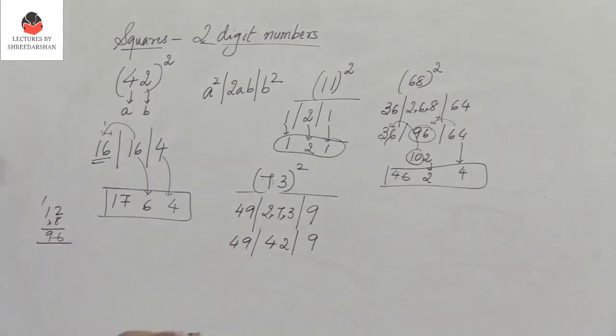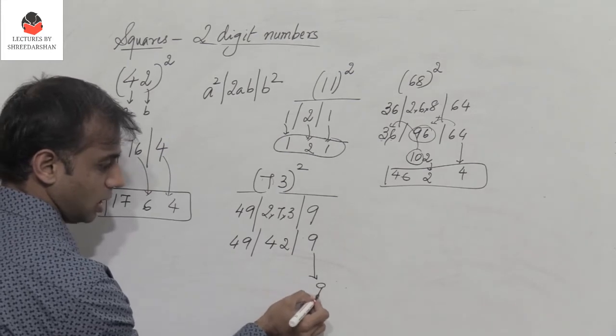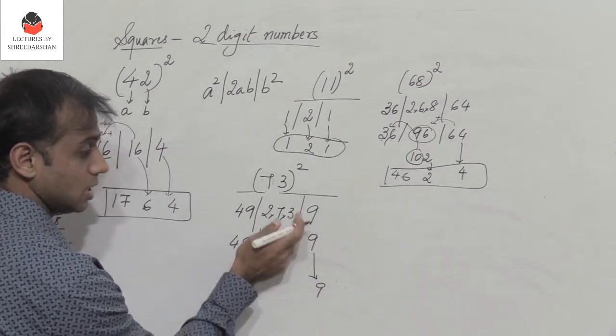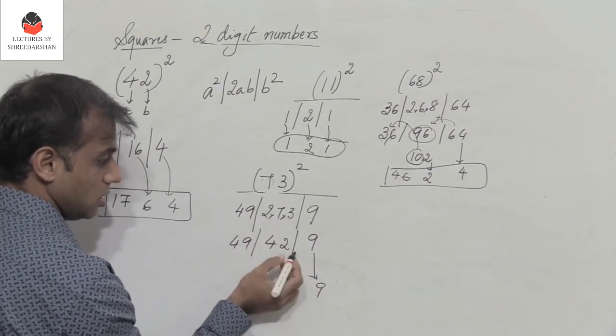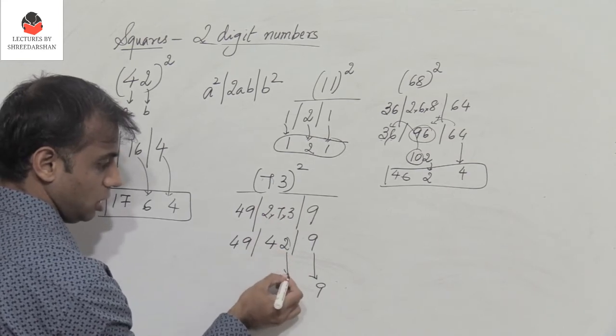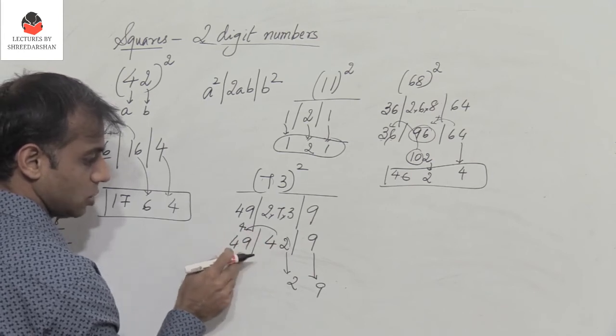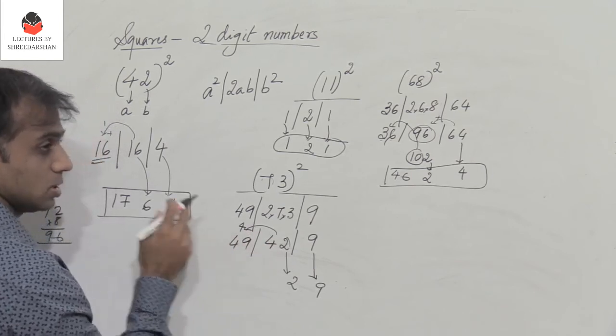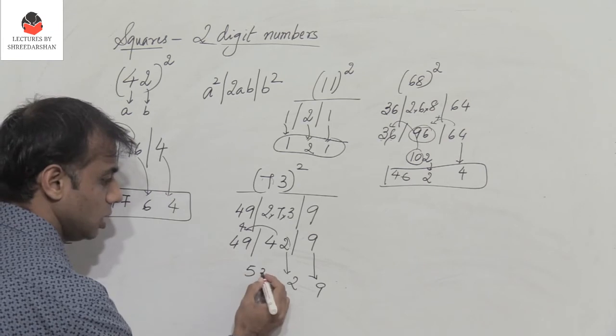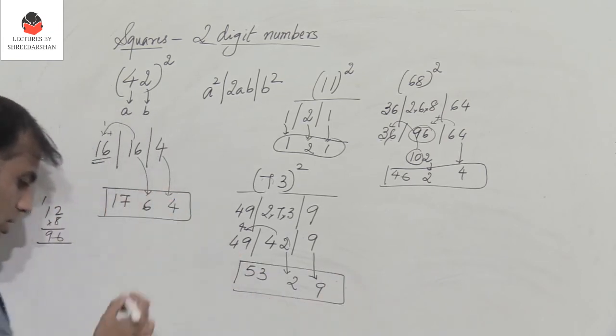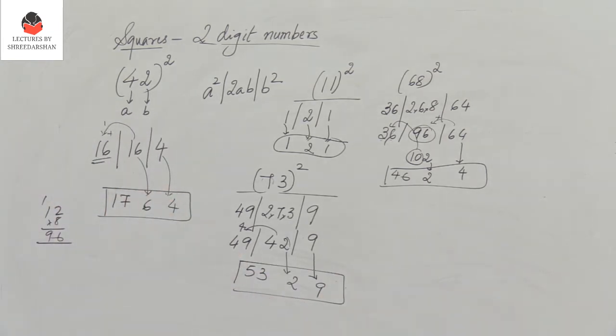So what is the general principle? Write the units place, which is 9. The next digit is carried over. There is no next digit. So I go to the next stage, write the units place 2. So 4 is carried over and added to 49. So 49 plus 4 gives me 53. So 5, 3, 2, 9 is the answer.